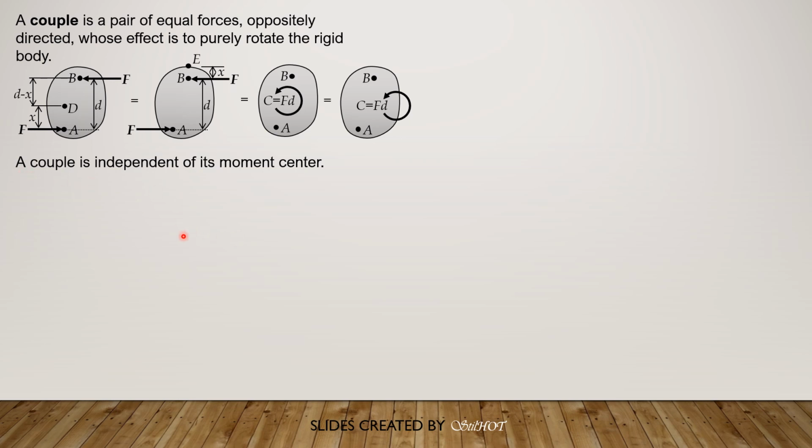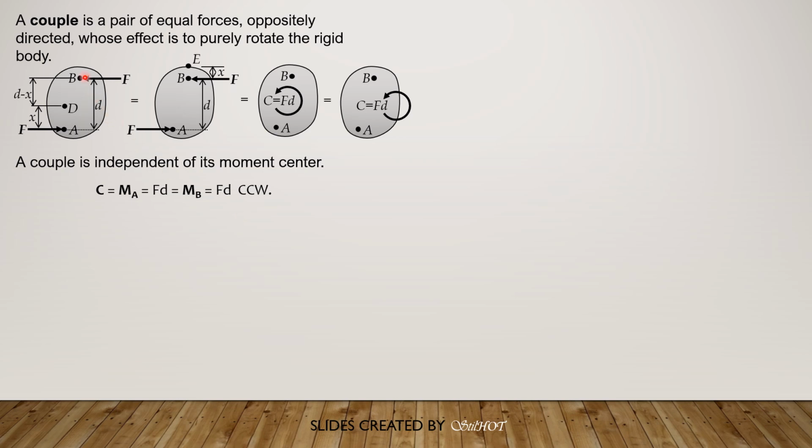So we have this statement: the couple is independent of its moment center. So it means that the couple is unchanged when it is placed anywhere on its plane. So you can place it at any point on its plane. To prove, let's have this first example. Moment about A: the force acting at A has zero moment arm, so only the force at B will have moment about A. So it is equal to F times d, and the sense is counterclockwise.